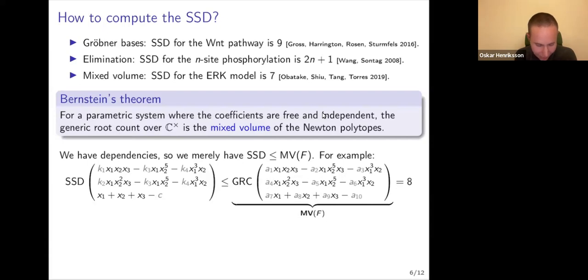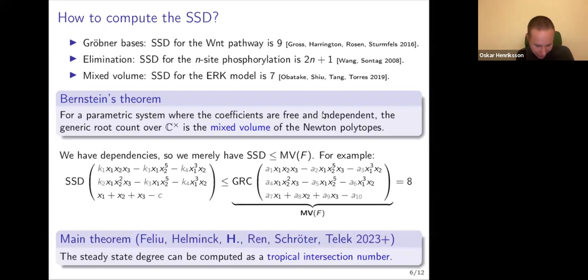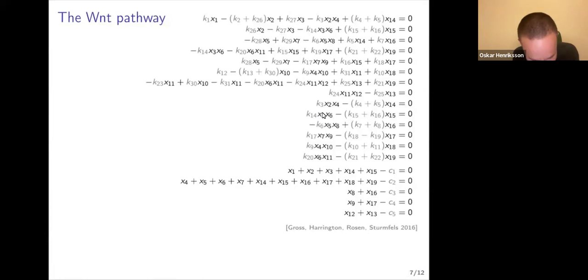Okay. The main takeaway of this talk is that it turns out that we can compute the generic root count in another way that doesn't rely on Gröbner basis and that is generally much faster, and is a tropical intersection number. Which in some sense is a generalization of the mixed volume that we heard about before. Okay, that's the main result. And before I go into that, I think it's in order with maybe a quick crash course on tropical geometry.